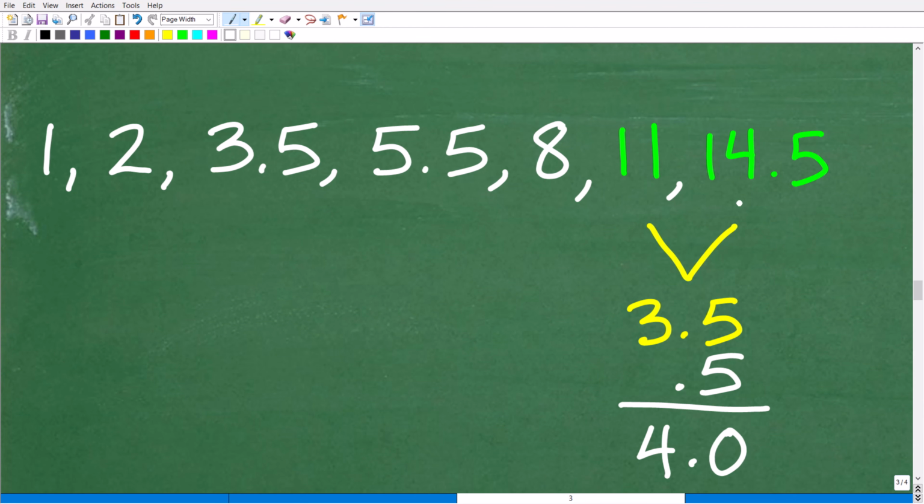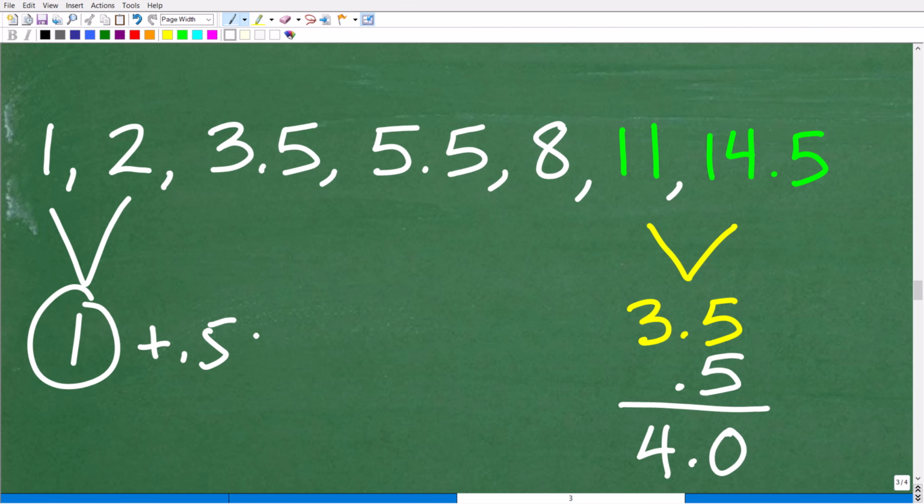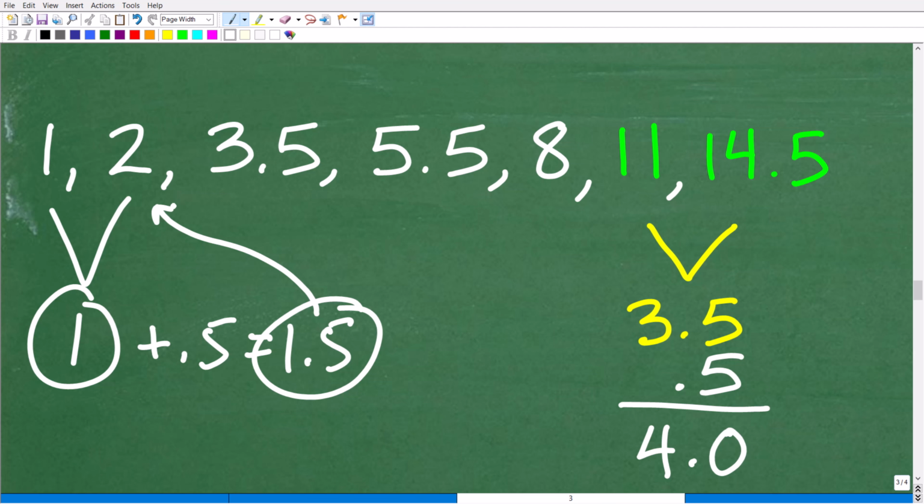So 11 and 14.5. Again, you remember, we take a look at these two numbers and the difference is 3.5. Once we have that, we're going to add 0.5, which is 4. And then we add it to the previous number. Okay, all right, so let's go ahead and finish this up.